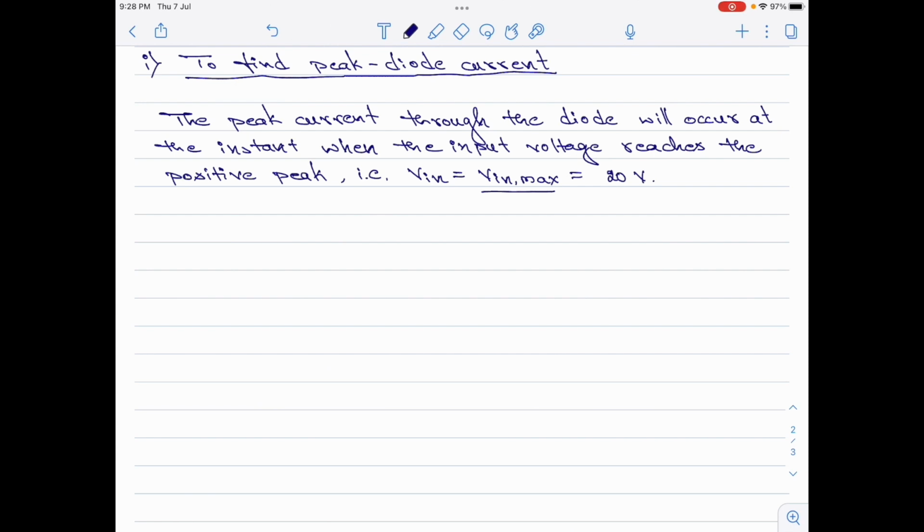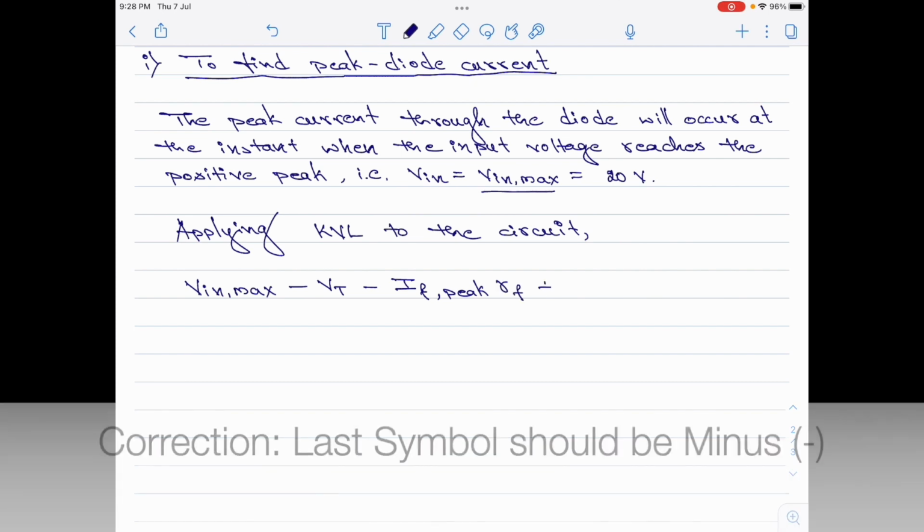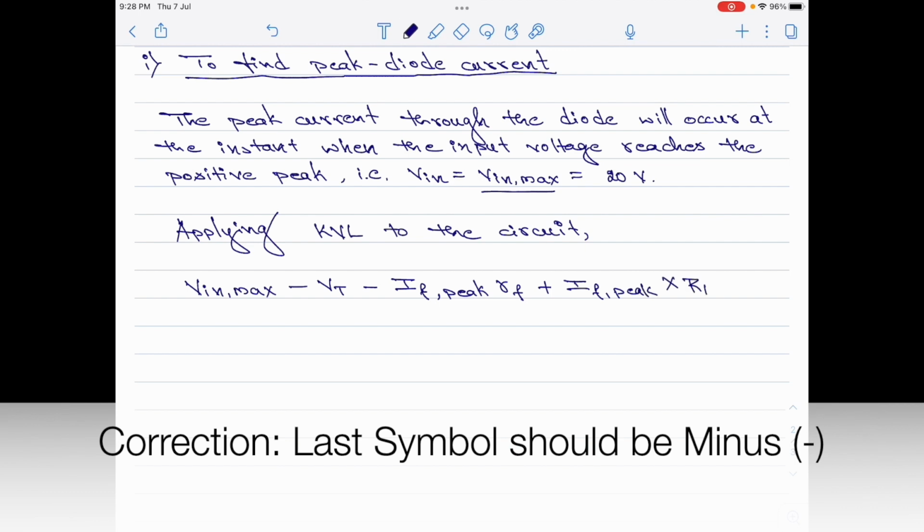But please note, we are currently at the scenario where V in is equal to V in max. So, the input voltage will be replaced by maximum input voltage and the diode current will be replaced by peak diode current. So I will write it as V in max minus of Vt, which is the threshold voltage or knee voltage of the diode, minus of If peak multiplied by Rf plus If peak multiplied by RL. Let me rearrange this equation.